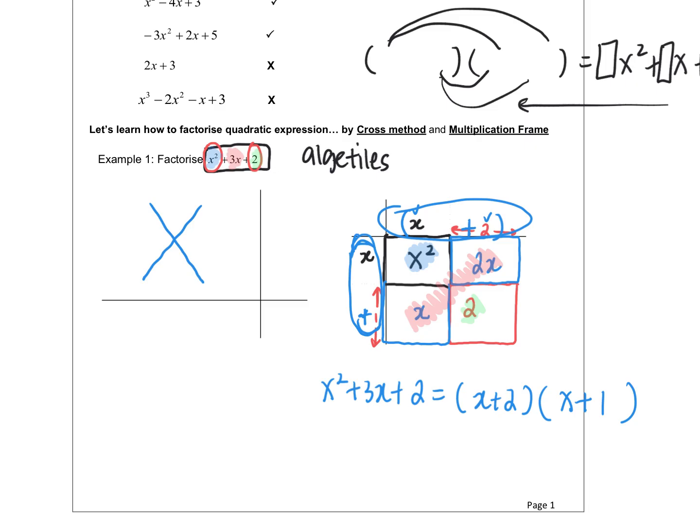Same thing, the x squared term goes here. So what times what gives you x squared? x times x gives you x squared. This number 2 goes here. What times what gives you 2? 2 times 1 or 1 times 2, it doesn't matter.